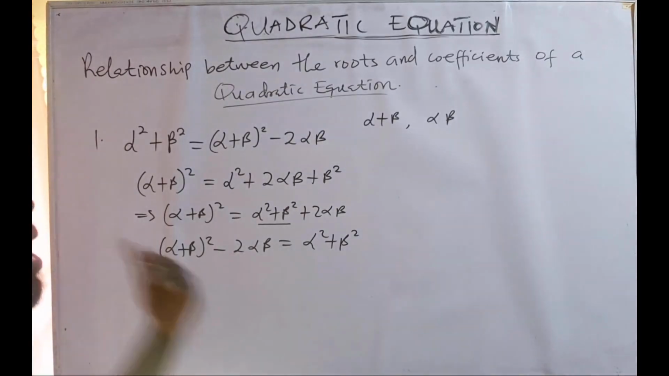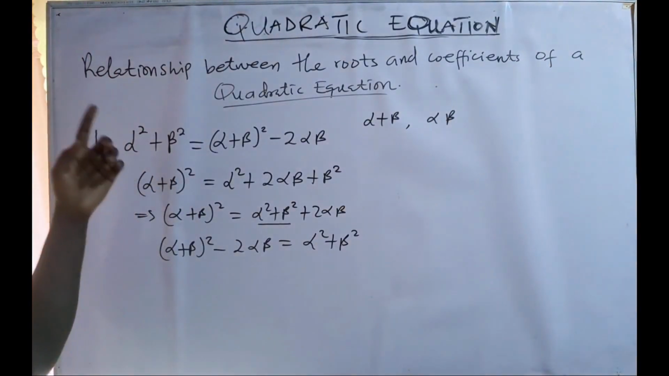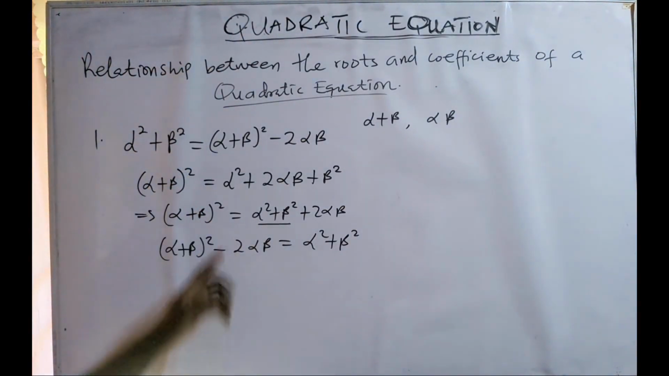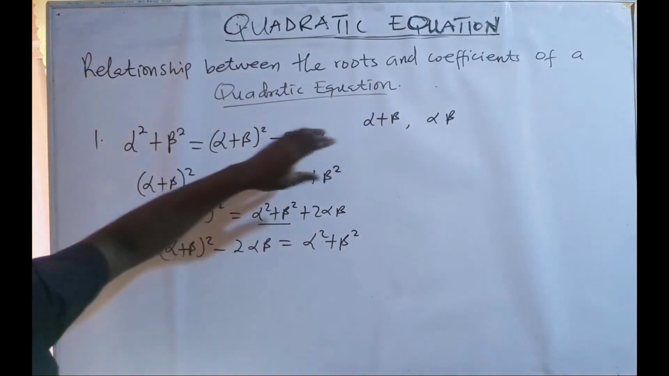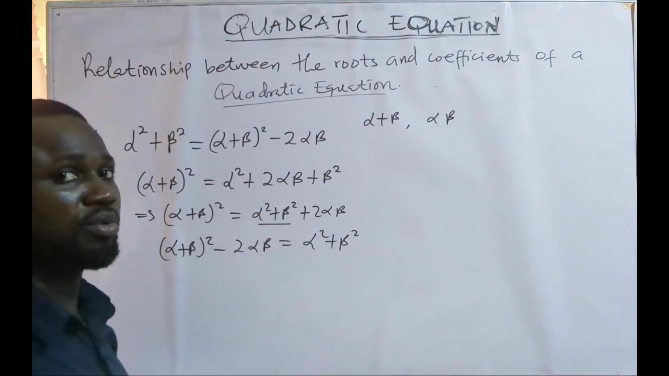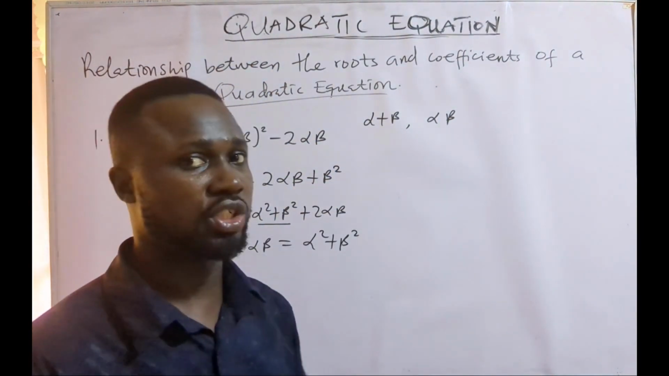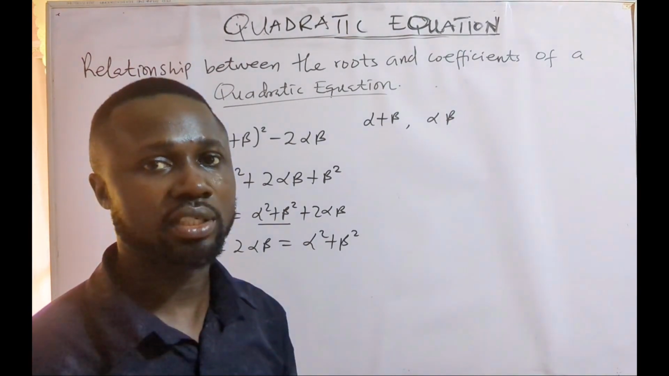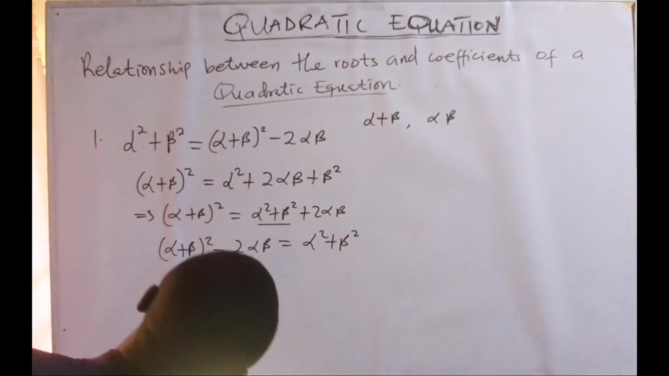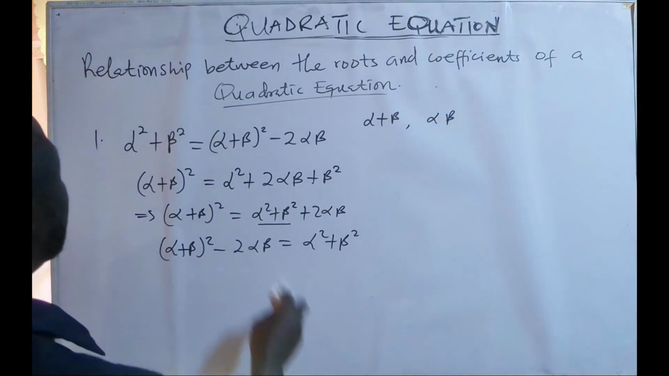So anytime the question asks you to find alpha squared plus beta squared, your answer should be alpha plus beta all squared minus 2 alpha beta, so that you substitute the sum and the product you have found from the quadratic equation given, if alpha and beta are the roots of that quadratic equation. I believe you get where we got our answer from.